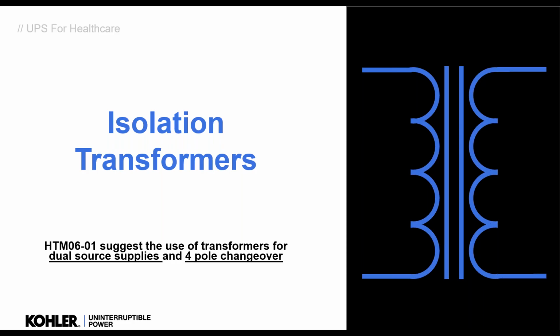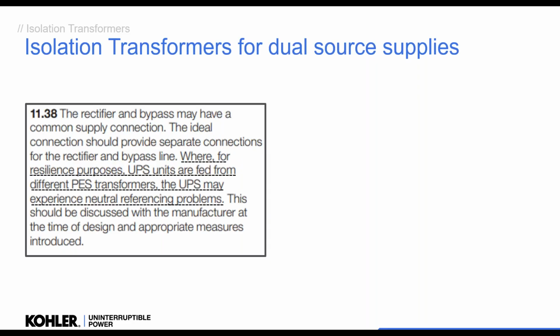So we're going to have a need for isolation transformers, and there are 2 needs for isolation transformers. One is for having dual source supplies, and then one is for galvanic isolation of the output. Okay, and this is not always fully understood.